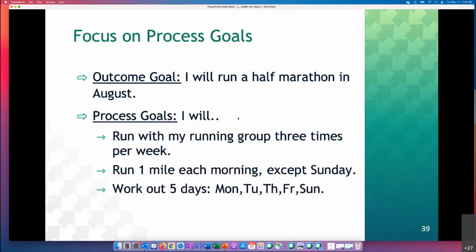And this is where I just wanted to mention, Eileen, something that is shown to make a difference. We know we have an outcome goal, like running a half marathon in the summer or in August, or achieving some mark in a class or classes. Focusing on what you can do, paying attention to process goals, like I'm going to run with my group three times a week, or I'm going to work out 5 days a week.